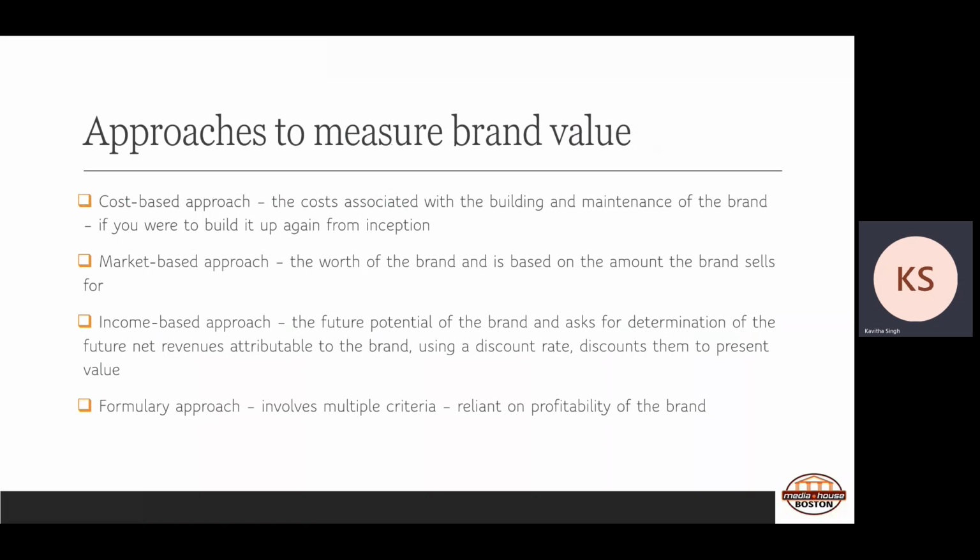Then the formulary approach. This approach involves multiple criteria which determine a brand's value. It is furthermore reliant on the profitability of the brand. So one could also look at the profitability of the brand, but there are a number of aspects that are used to measure it. This is very interesting because remember, in your public relations plan, your PRISA 7-step plan, your measurement and evaluation, if you were tasked with a campaign where you had to measure the brand value, this is the approach you would use, because there are 4 different ways of doing it.